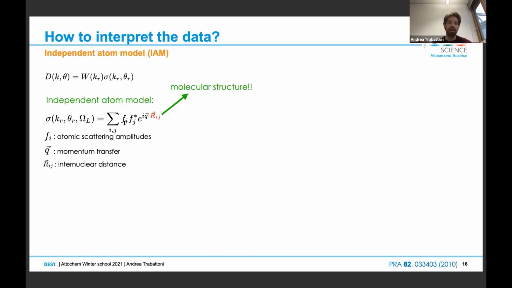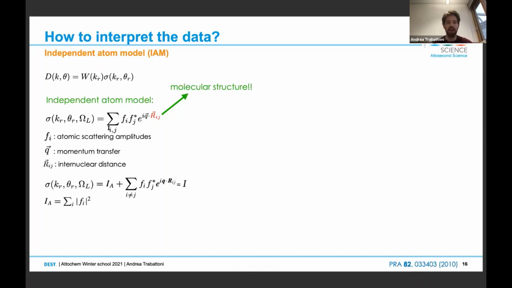is written as a sum of the scattering contributions from every atom of my molecule, where you have the atomic scattering amplitude, and here finally this phase term that contains the momentum transfer and the internuclear distance. Finally, we have our bond length. So here is the signature of our molecular structure. We can simplify this equation.